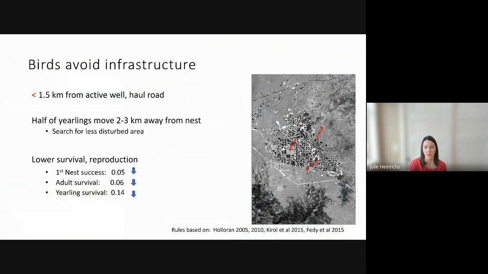And they also had spatially dependent responses for movement. So if they're close to some active wells or haul roads, a certain number of them would move away from that location and search for a better spot. They would have reproduction and survival consequences of remaining in that area. And these were all rules that we based on a host of empirical studies done in this region.